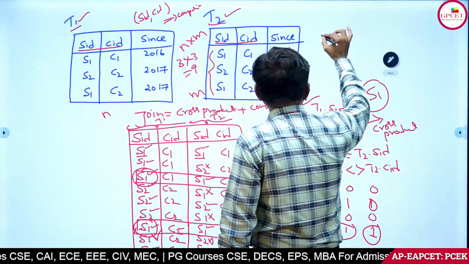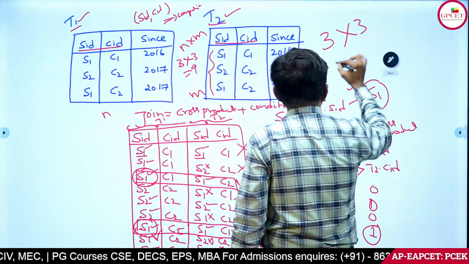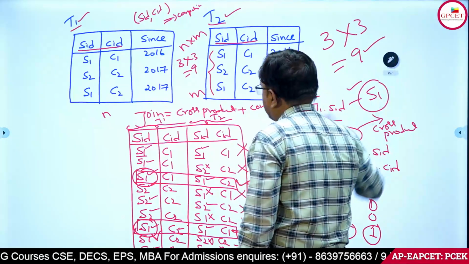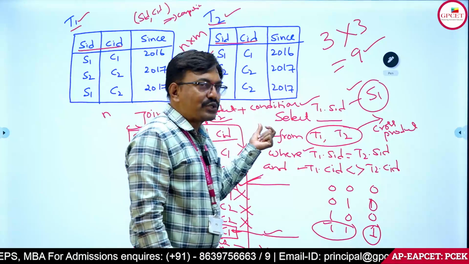T1 has how many rows? 3 rows. And table 2 also has 3 rows. That is 3 by 3, so you get 9 rows. Observe here, 9 rows. But what is the actual SQL query?